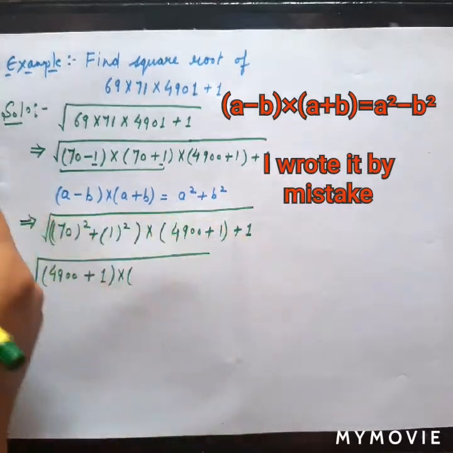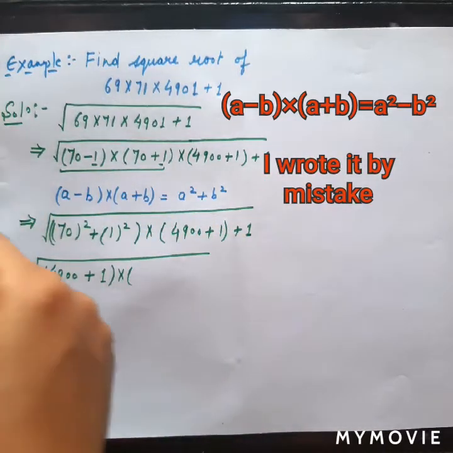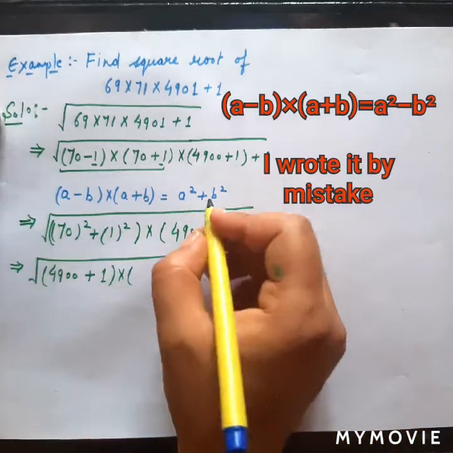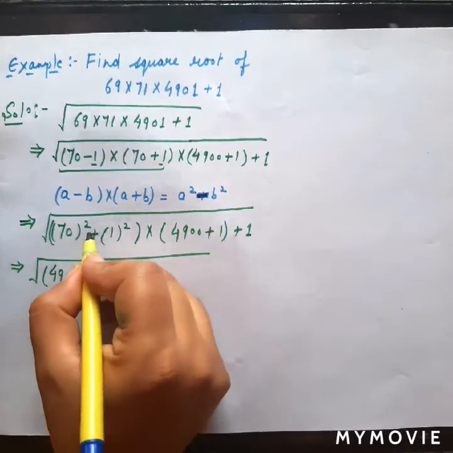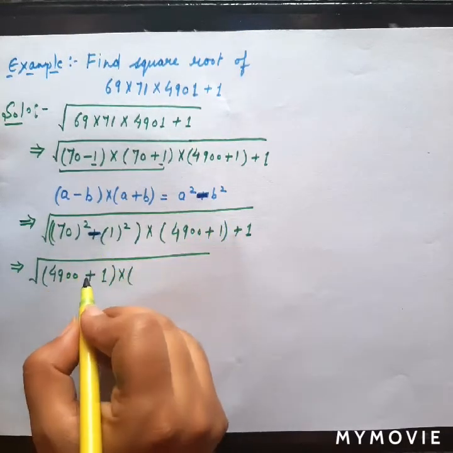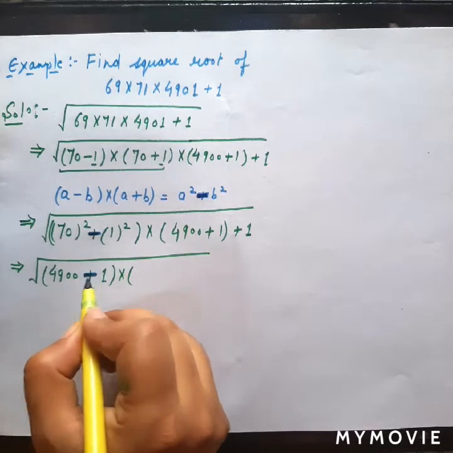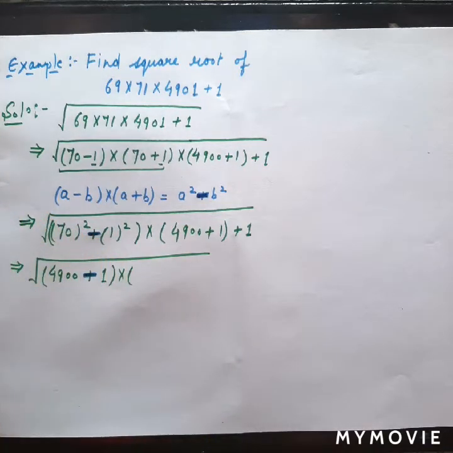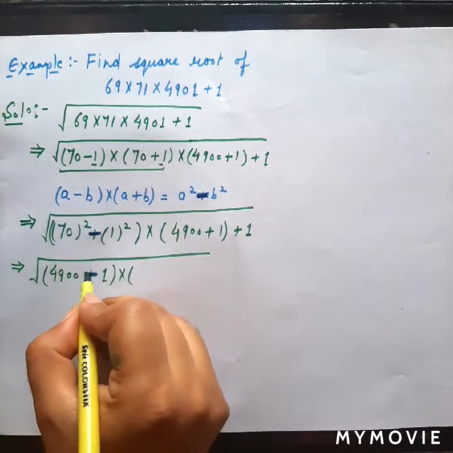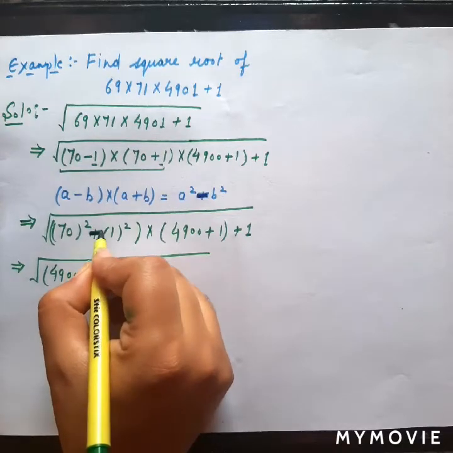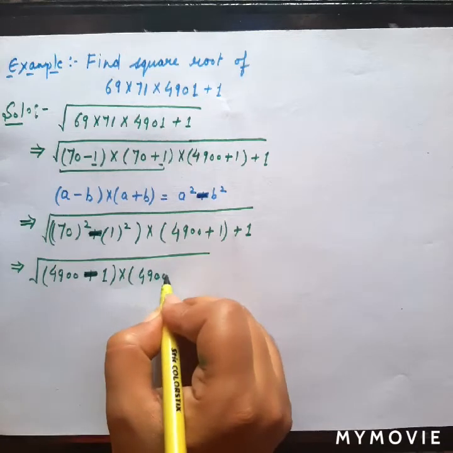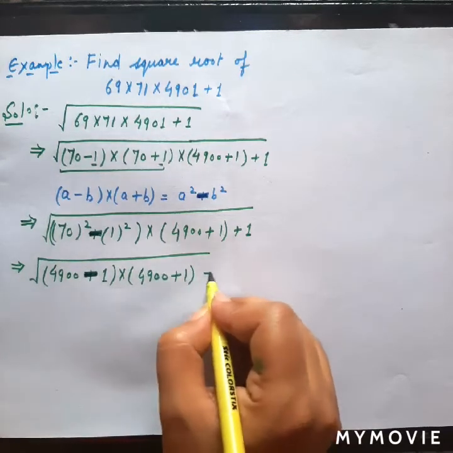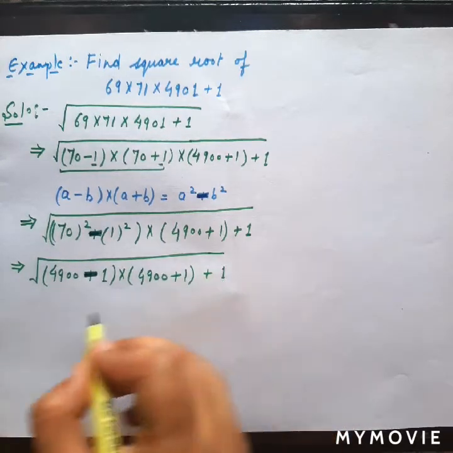Sorry, I just wrote this wrong. a minus b times a plus b is actually equal to a square minus b square, right? So here you need to write a square minus b square. Fine. It will be this much. I'm sorry for this. Then 4900 plus 1, then outside we have 1 already.